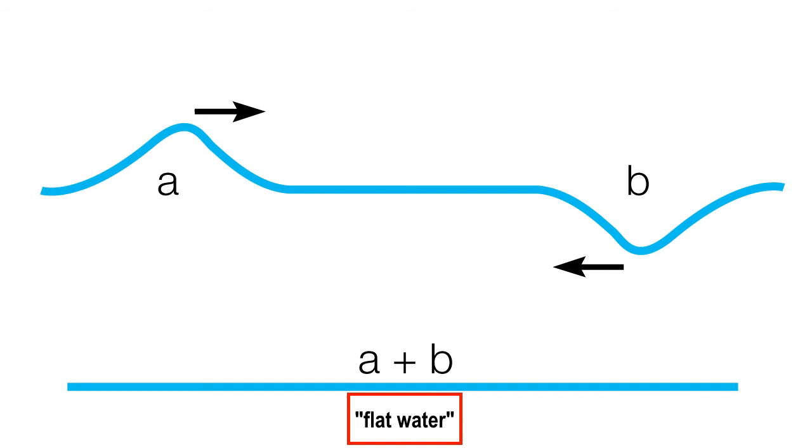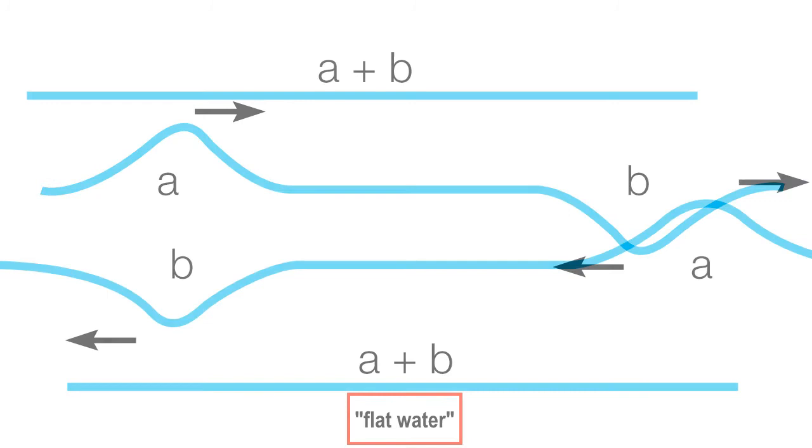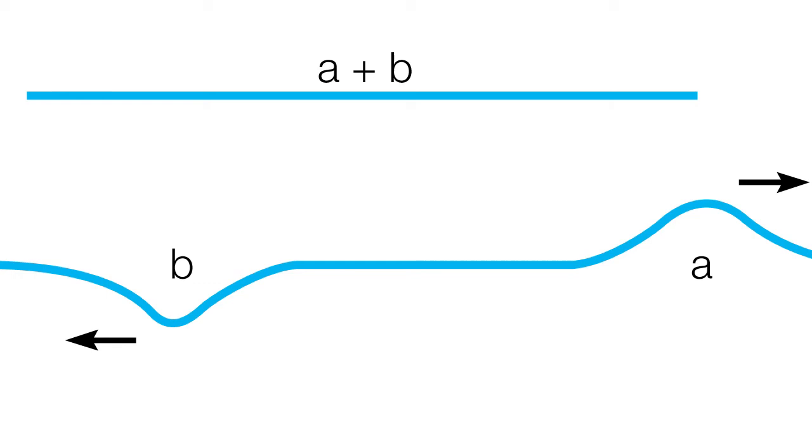Now, after they interact, at the top here now, A plus B flat water, and then after they interact, boop, they just keep going. You don't lose the trough. They interact, and then they keep going.